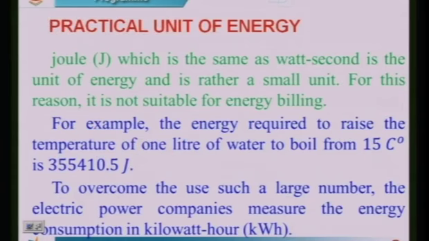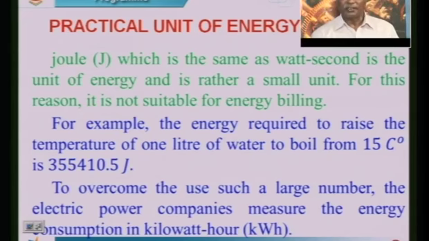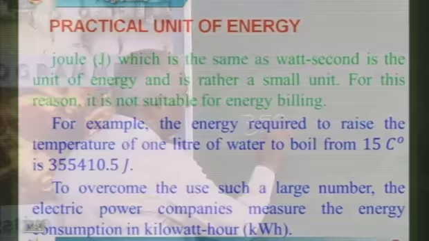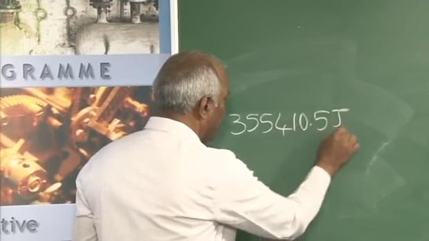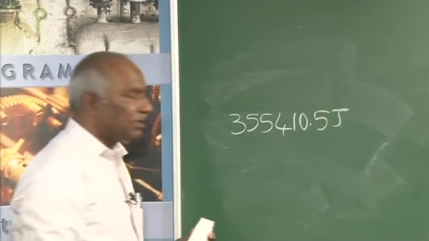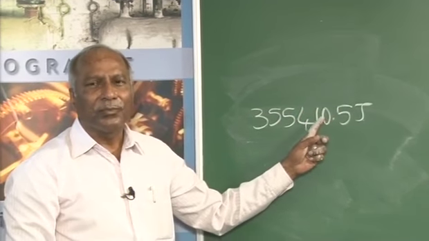When it comes to practical units of energy, joule being a very small unit, it becomes difficult to use it for measurement of large energy. As an example, the energy required to raise the temperature of 1 liter of water to boil from 50 degrees centigrade is 355,410.5 joules. It becomes difficult to represent this always.